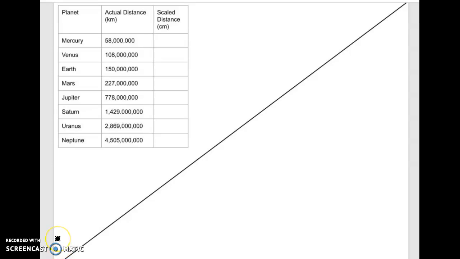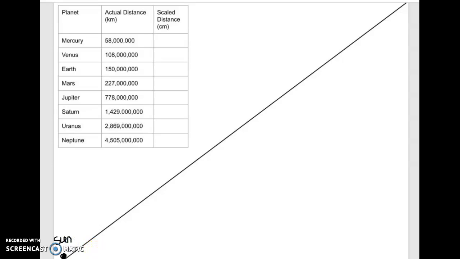So you're going to start, the instructions tell you, by drawing a diagonal line across your paper like this, from the bottom left-hand corner to the top right-hand corner. And then in the bottom left-hand corner, you want to put a little dot, and you want to label that dot the sun. So that starts here.